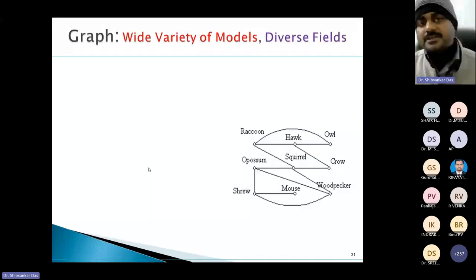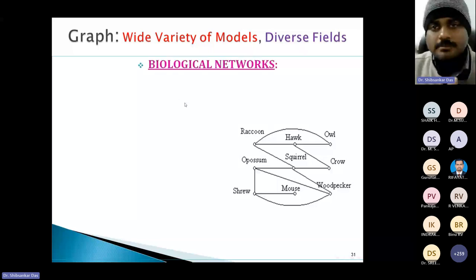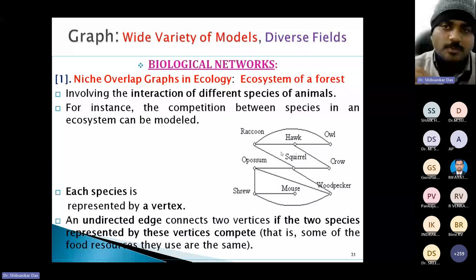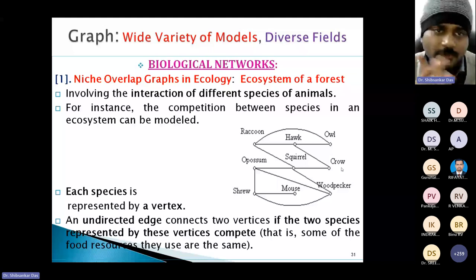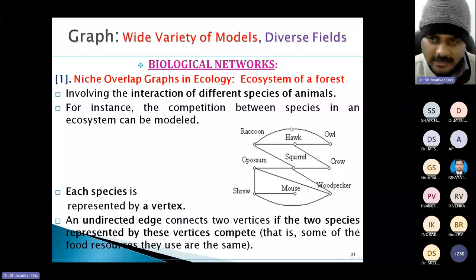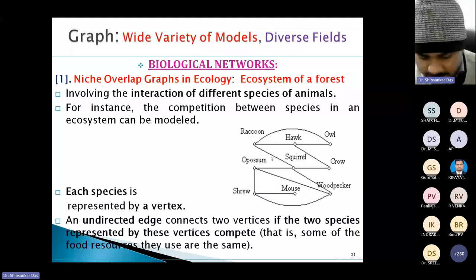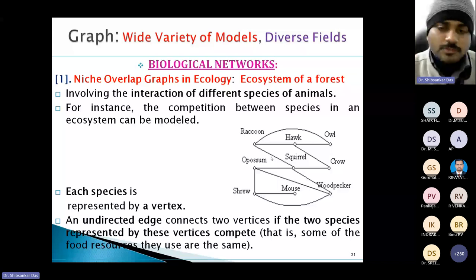Next, we'll be looking at a variety of models in diverse fields. The first one is in the area of biological networks. This is called a niche overlap graph. This picture is a niche overlap graph for the ecosystem of a forest. It involves the interaction of different species of animals. Species are denoted by vertices. Each species is represented by a vertex, and there is an undirected edge between two species if they are competing for the same food, looking for the same kind of food.